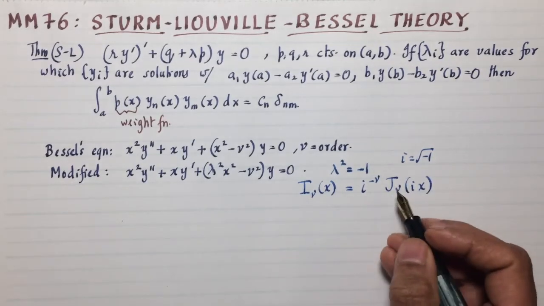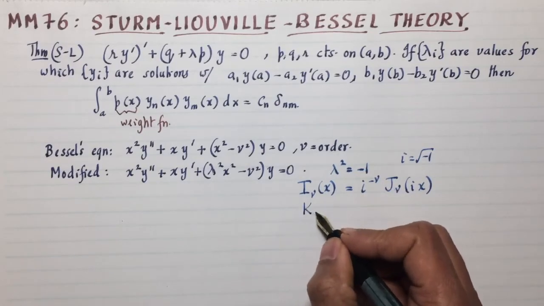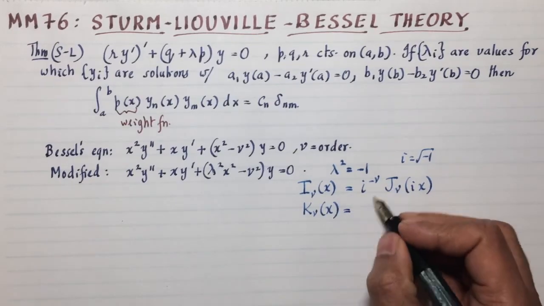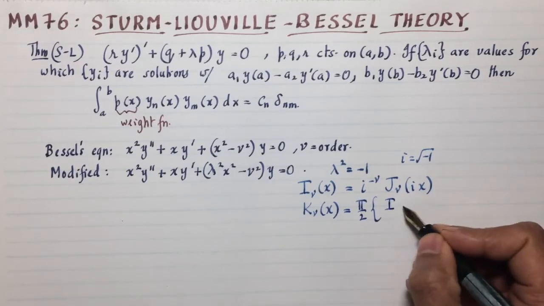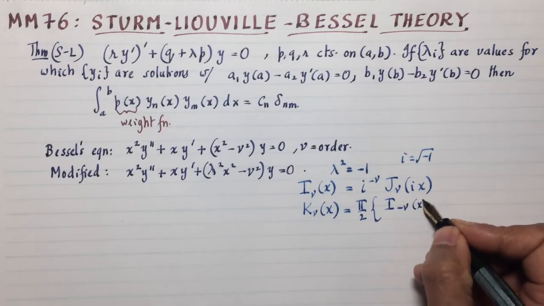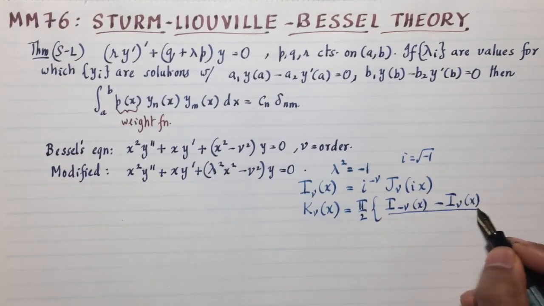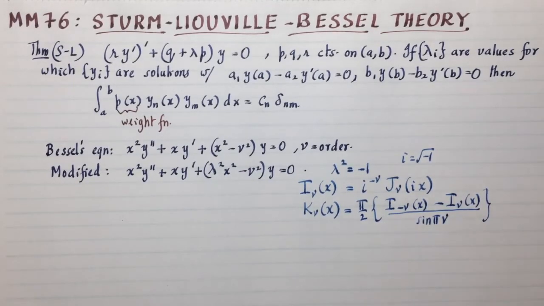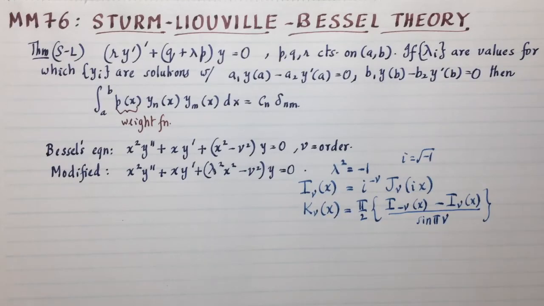And if nu is an integer, you cannot get two linearly independent solutions from J_nu, so you'll have to use what are called the corresponding Neumann solutions, which are going to be K_nu(x), and that's given by pi over 2 times (I_negative nu(x) minus I_positive nu(x)) divided by sine(pi nu). I just want to mention that because you're going to see a lot of these functions I_nu and K_nu appear in actual applications.